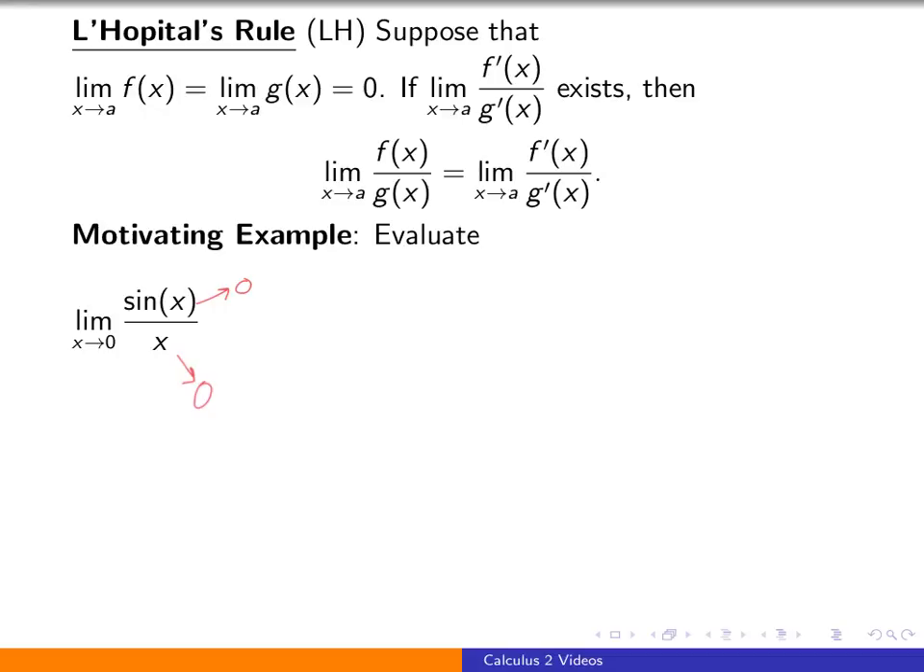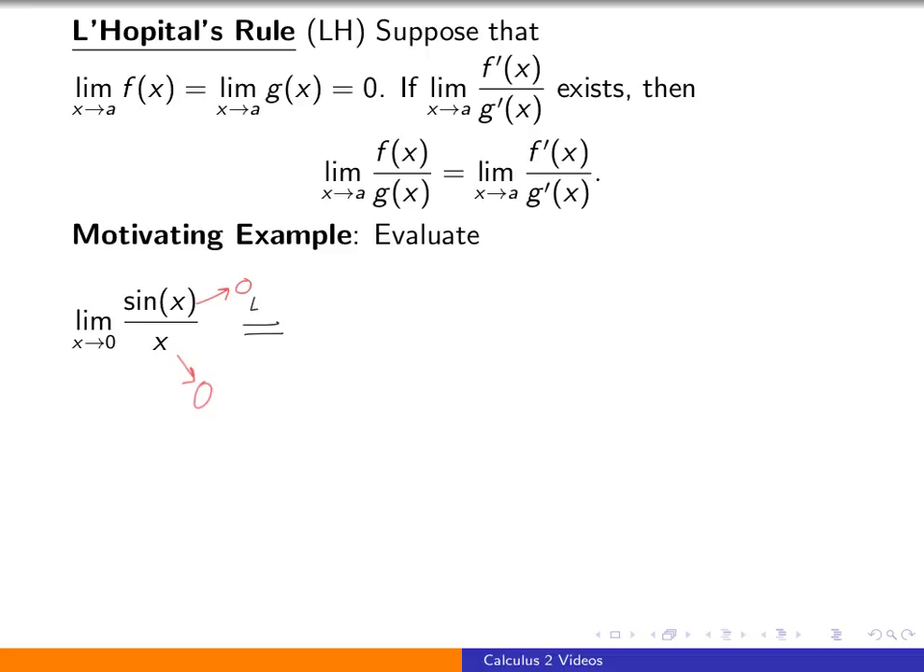So let's just see in this motivating example how we can put this to work for us. We have the limit that we've indicated on the previous slide. As x goes to 0, sine x goes to 0, and x goes to 0. So we're exactly in the situation that we would like to be in. And what we are going to do here is apply L'Hopital's rule.